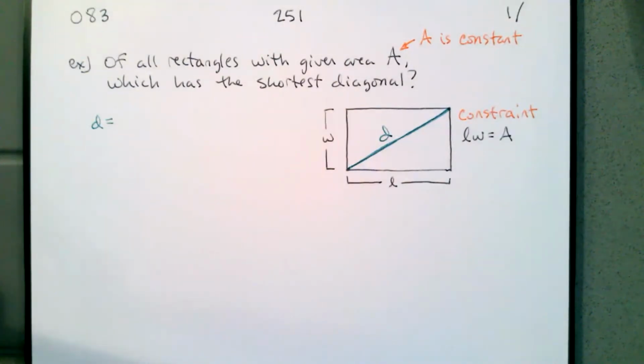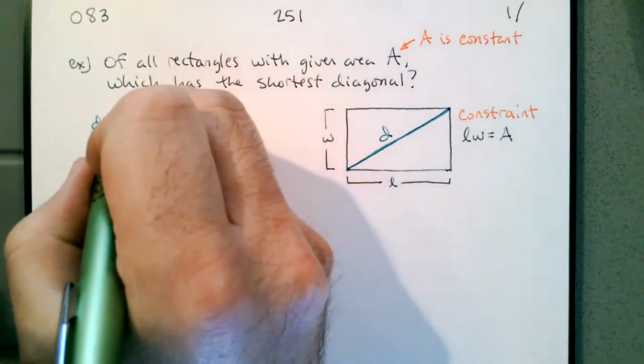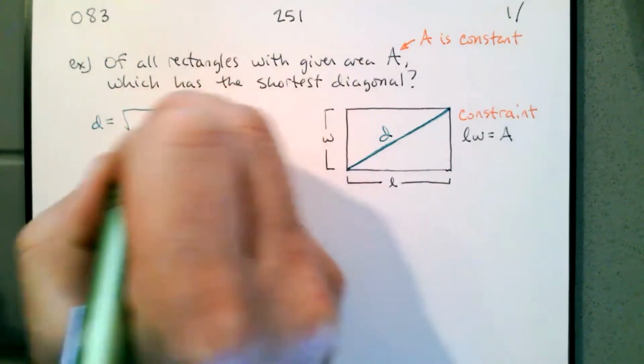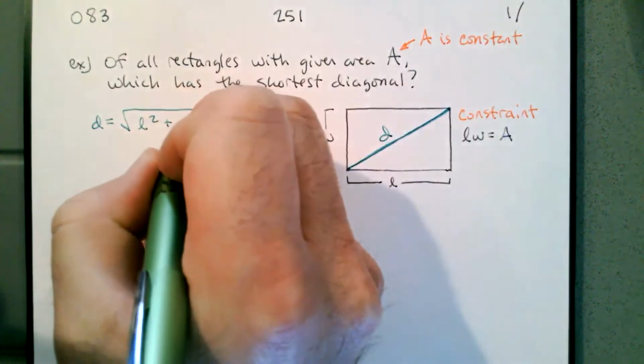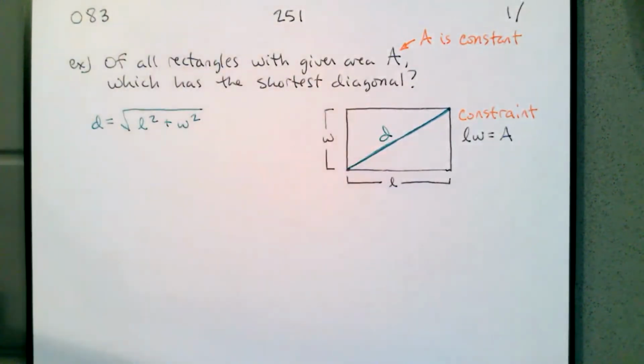So we'll need a function for the diagonal. And for that, we could just use the Pythagorean theorem because I did say of all rectangles with a given area. So the diagonal is the square root of the length squared plus the width squared. We'll just use the Pythagorean theorem to find the diagonal.